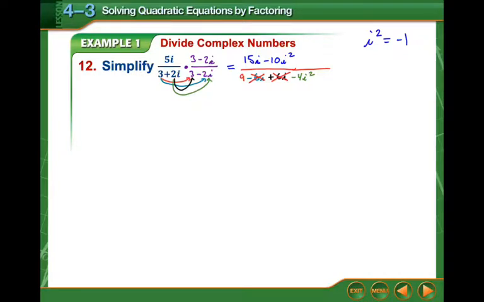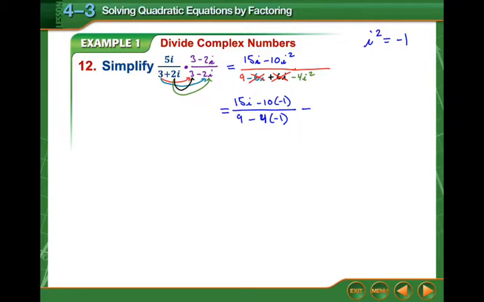So for the numerator, 15i minus 10 times negative 1. And the denominator, 9 minus 4 times negative 1. So notice on the denominator now we have no i, right? So that's what we want. We don't want to have anything with an i or a square root at all. That square is fine, but no roots.